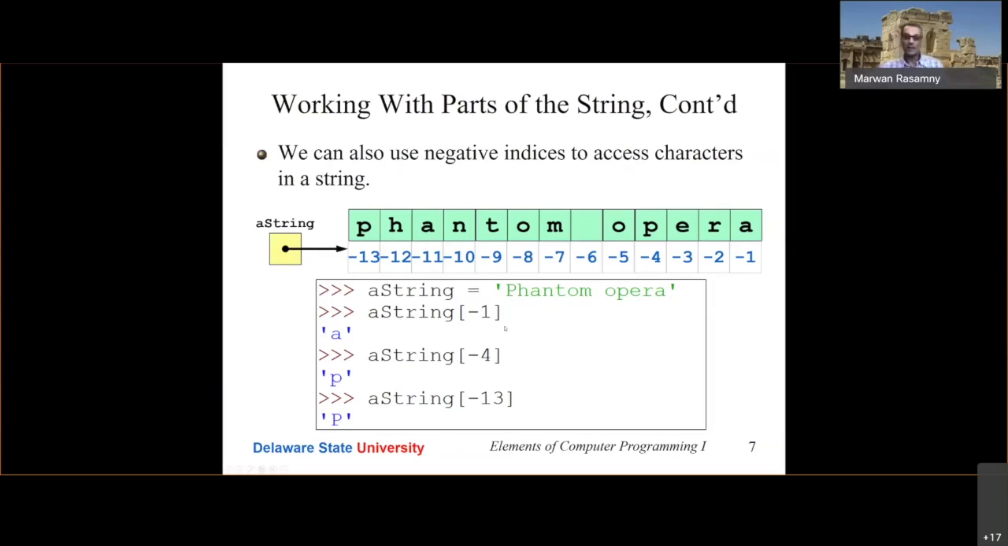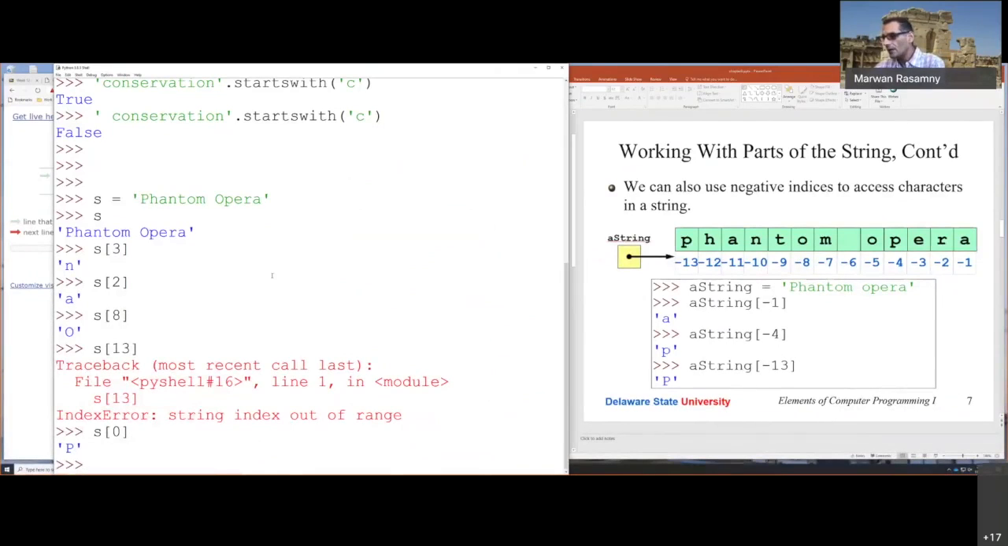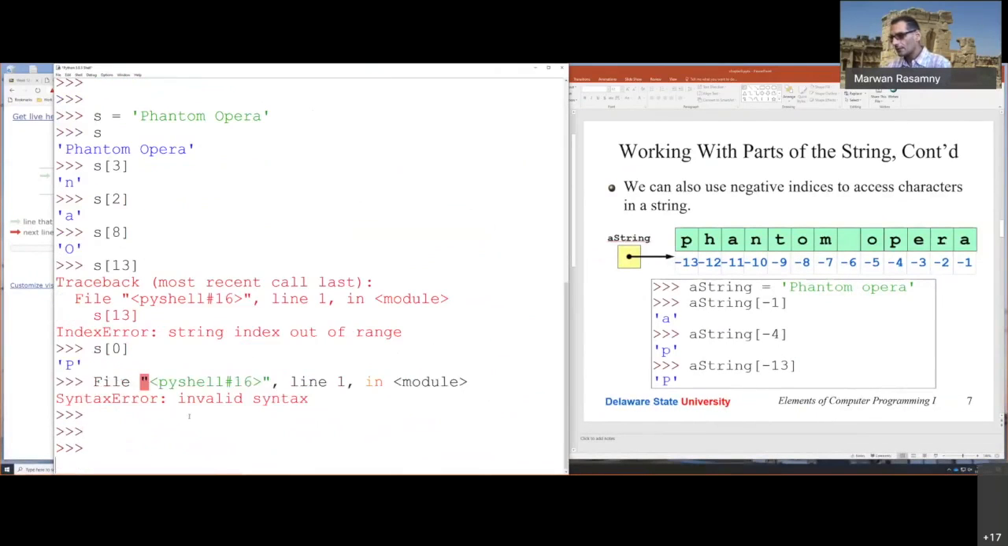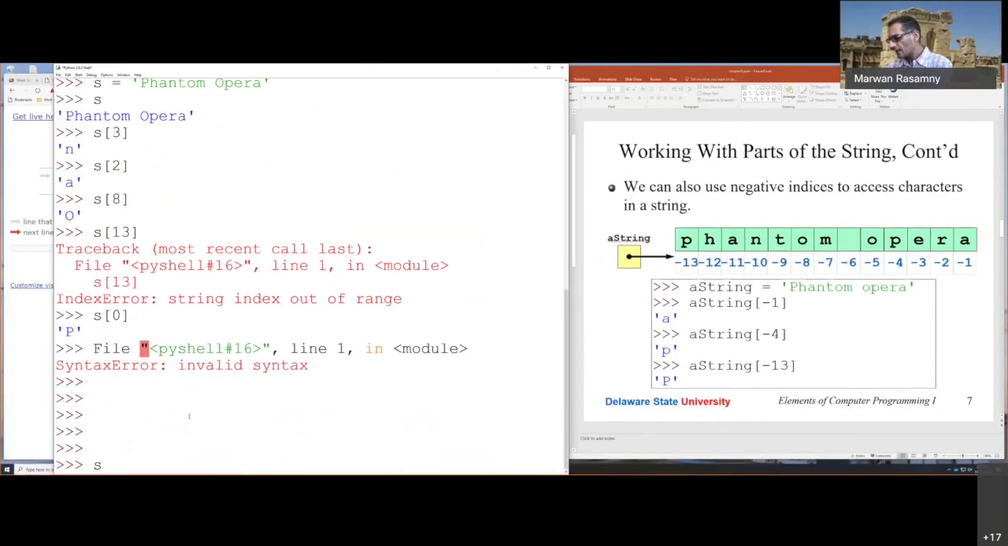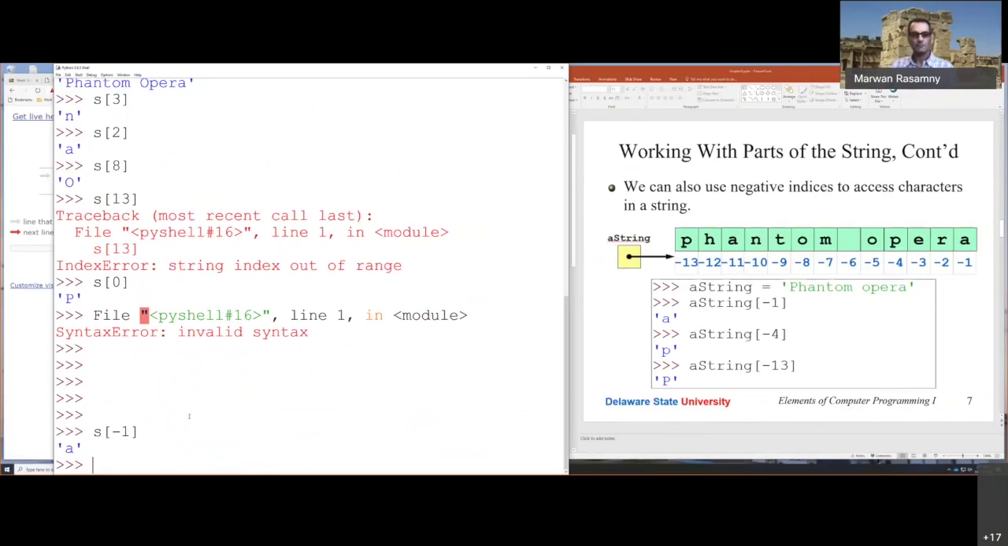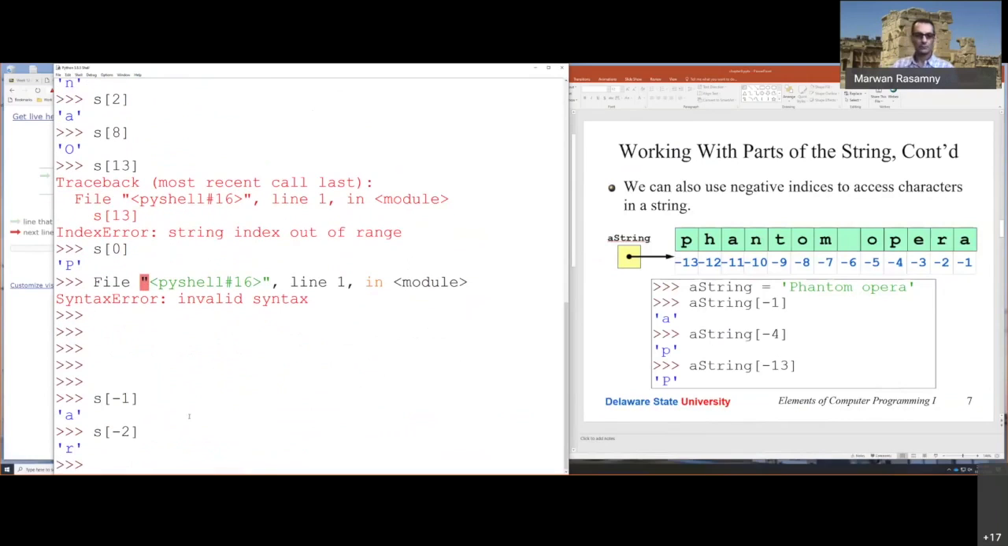So you can use negative indexing, and that's very useful if you want to access the end of the string directly without having to first calculate the length of the string and then subtract 1 to get to that last index. So if I continue here and say S[-1], that gives me A, which is the last element. And if I do S[-2], that gives me R.